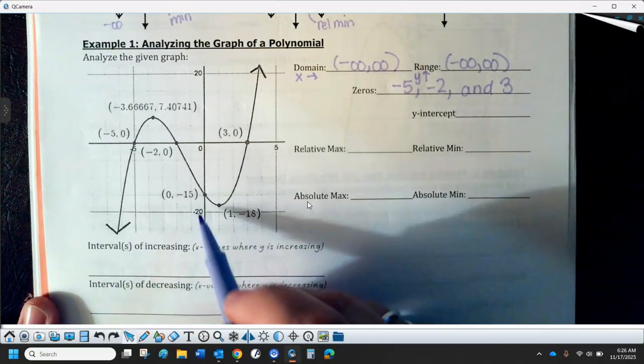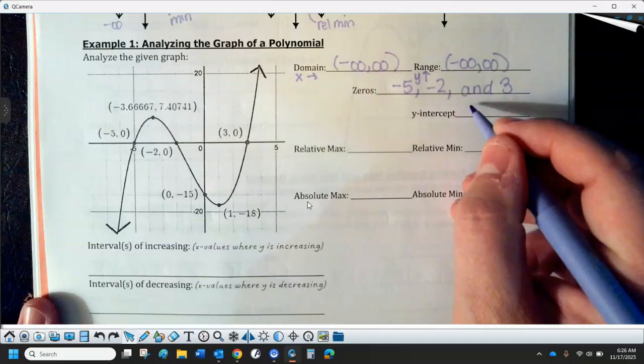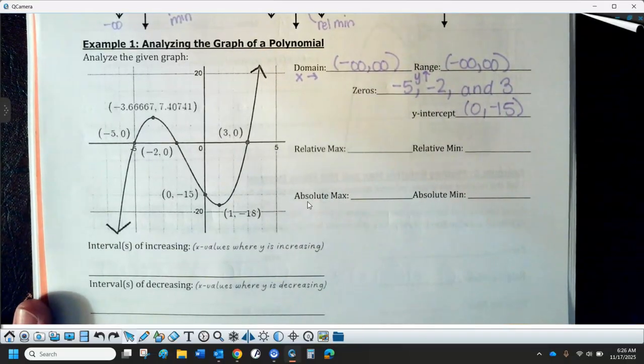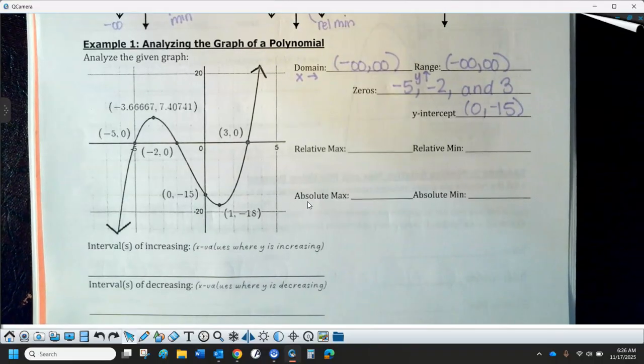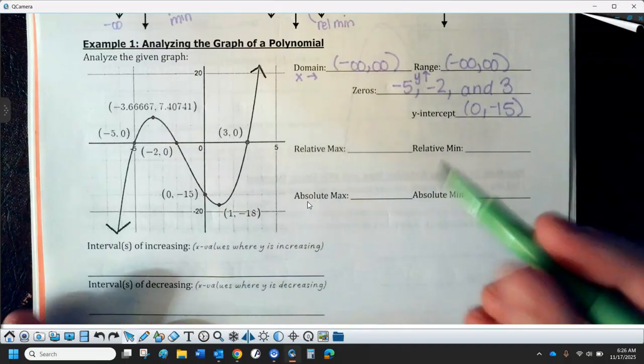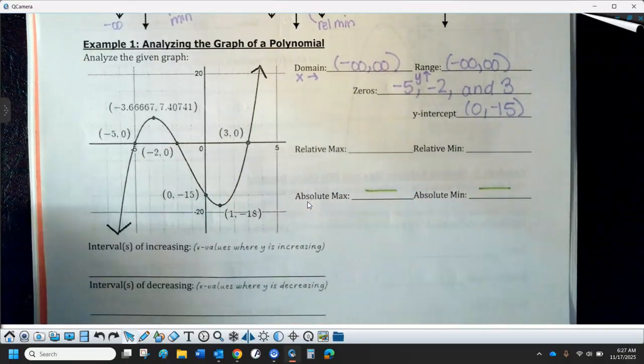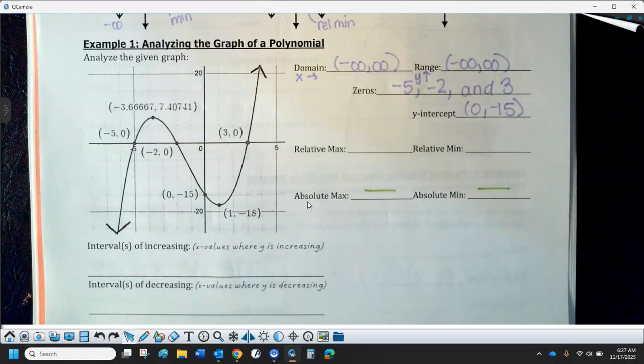Y-intercept, just where the graph crosses the y-axis, and you got that right there. 0, -15. And we're looking for relative max and min. So we don't have an absolute maximum or minimum on this graph because one end goes up forever, one goes down. So that doesn't exist for an odd degree.